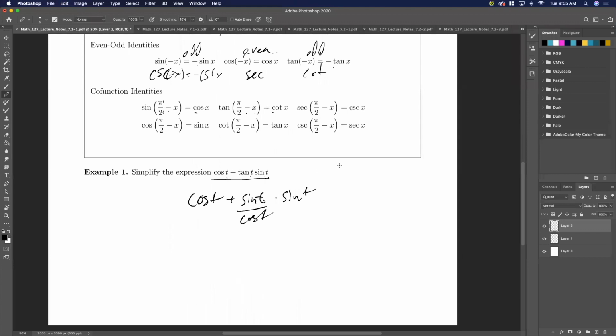Okay, so once I have this, we can just simplify it. To simplify, we want to add these two together. In order to add these two together, I need cosine on the bottom here. So I'm going to multiply this by cosine of t over cosine of t, because I want to add up two functions.